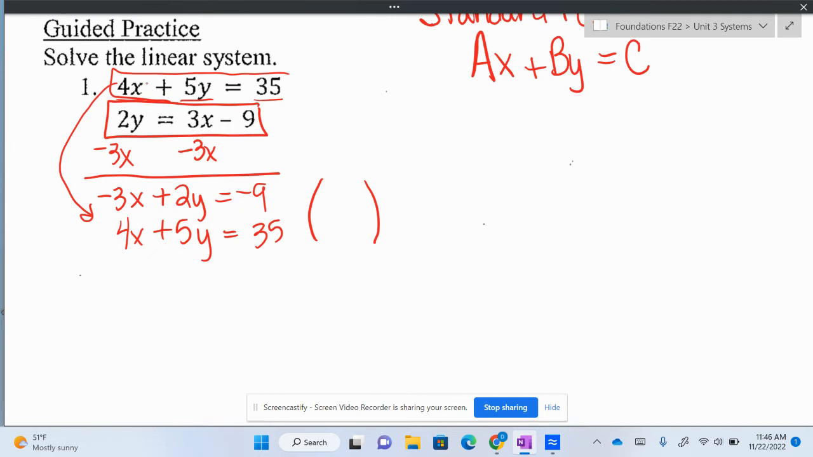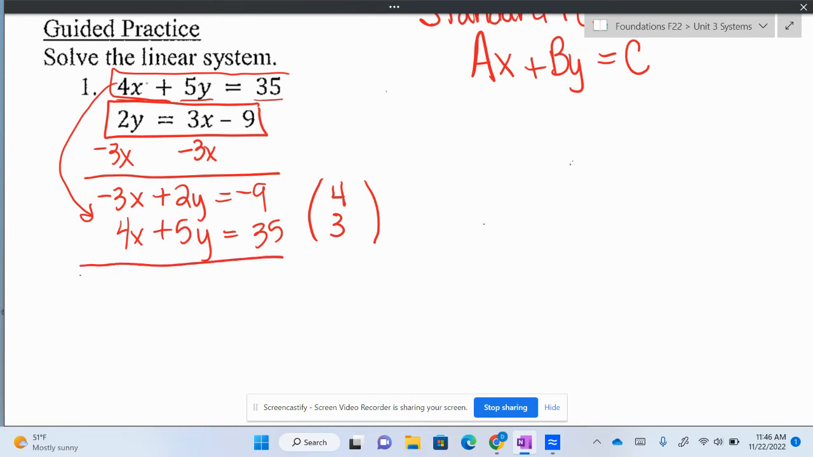So what is something that 3 and 4 both go into? 12. So how that works is I'm going to multiply the top by 4 and the bottom by 3, because 4 times negative 3 will give me negative 12, and 3 times positive 4 will give me positive 12. So do you see that I multiply the top by the leading coefficient of the bottom and the bottom by the leading coefficient of the top? It's kind of how that works.